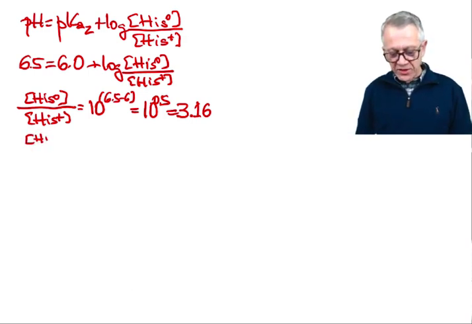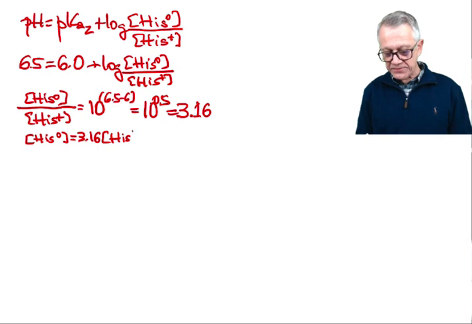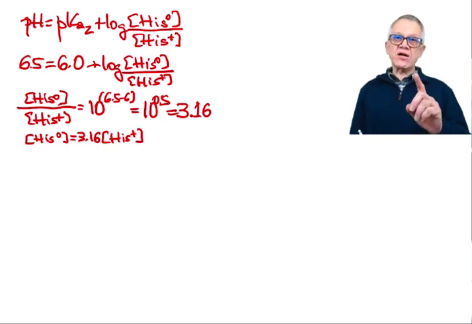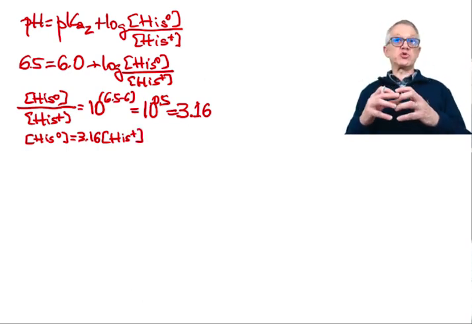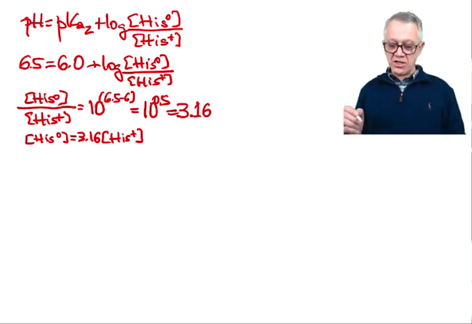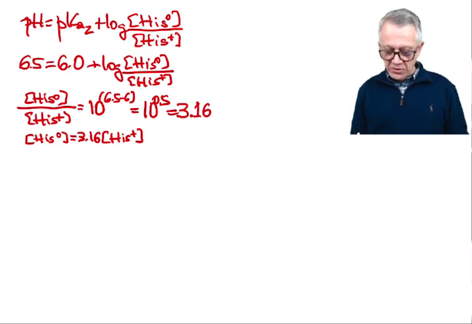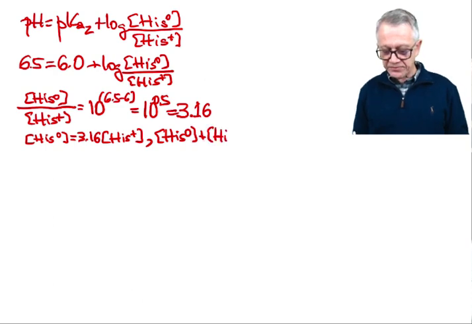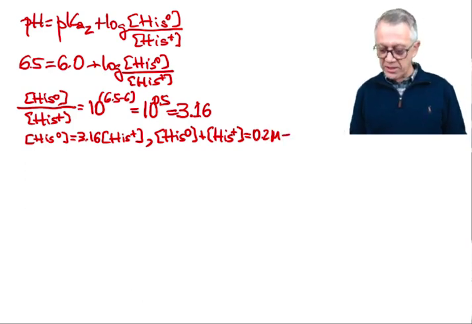Therefore, we have one first equation that tells us that the concentration of his 0 equals 3.16 times the concentration of his plus. And we have a second one. We know that the concentration of these two species together makes the concentration of the buffer that was given to us, 0.2 molar. So if we put this together, another equation that we have is that his 0 plus his plus is going to equal 0.2 molar, or 200 millimolar.